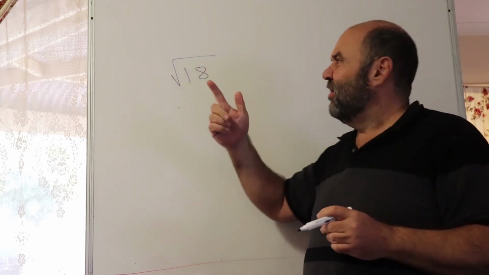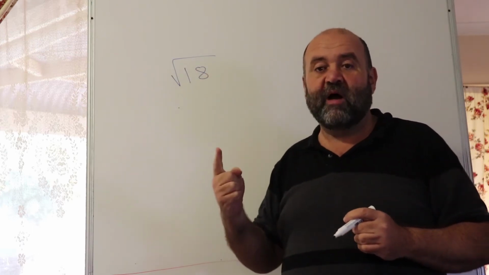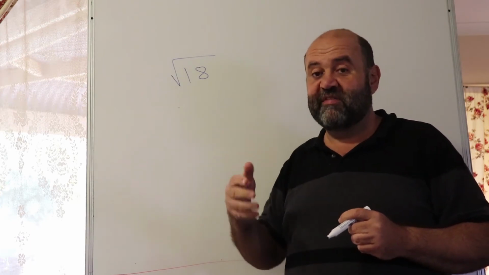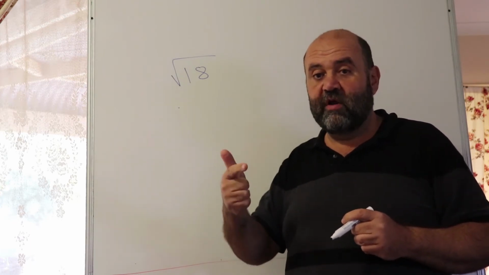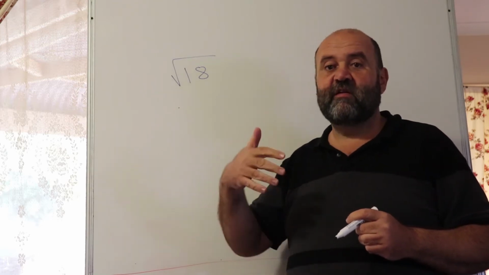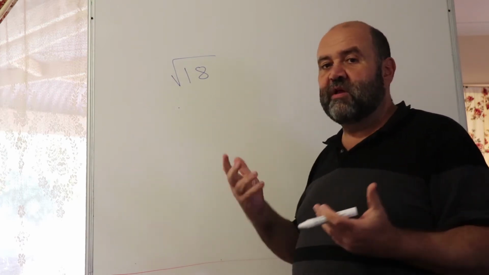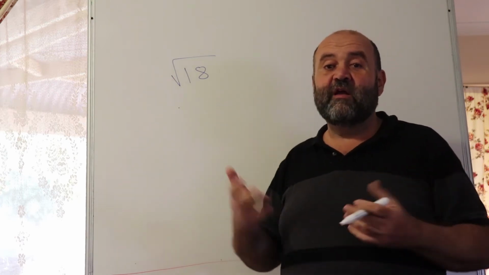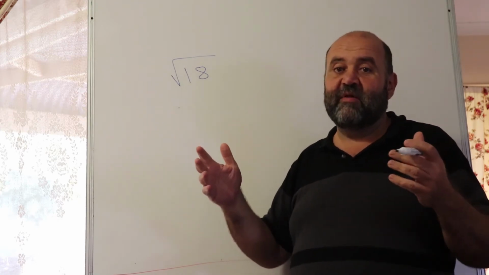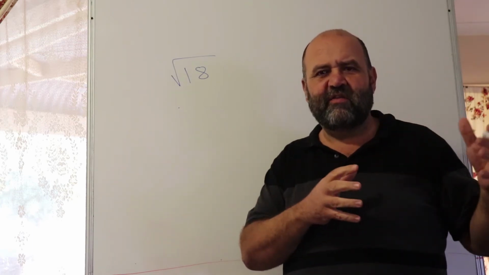Okay? So when I look at 18, I need to ask myself, what square number goes into 18? So think about the square numbers. 4, 9, 16, 25, 36, 49, etc. So which of those square numbers goes into 18? Well, 9 goes into 18. Okay? 9 is the biggest square number that goes into 18. By goes in, I mean divides evenly into, right?